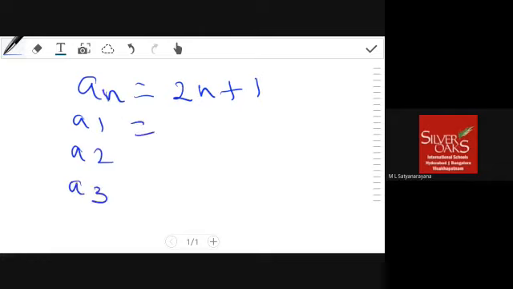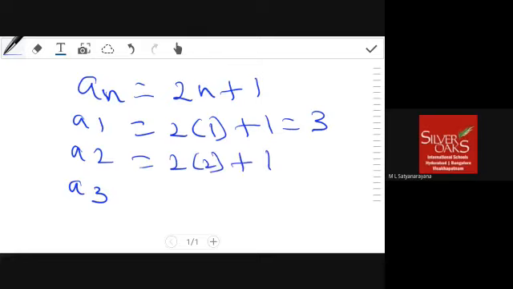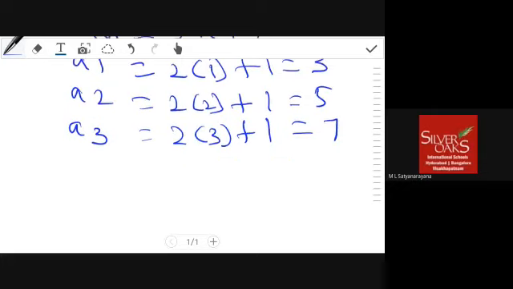What is a1? So in place of n, you replace with 1. 2 into 1 plus 1 comes 2 plus 1, 3. n is equal to 2: 2 times 2 plus 1 gives you 5. n is 3: 2 into 3 plus 1 equal to 7. Now if you observe very carefully, we have 3 comma 5 comma 7. You call it a sequence, or you can write a1 comma a2 comma a3 comma and so on.